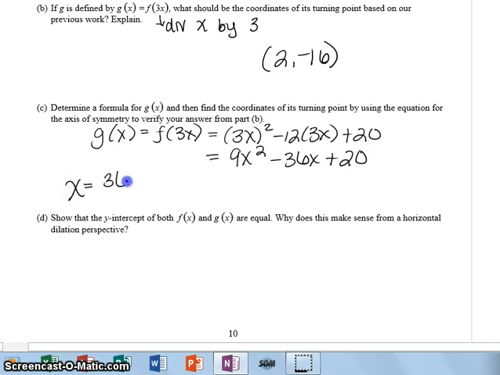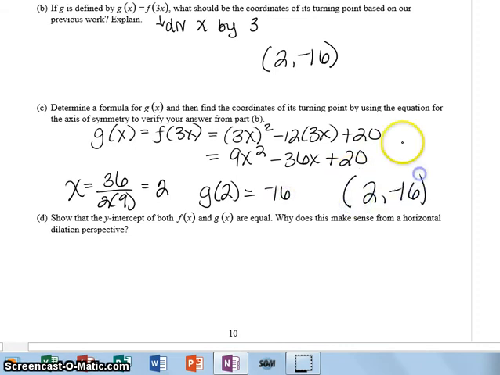So the opposite of b is 36 over 2 times 9, which is 18. You're going to get a 2. Okay, then take that 2 and plug it right back in here wherever you see an x. So 9 times 2 squared minus 36 times 2 plus 20, and you're getting negative 16. So this turning point is at (2, negative 16), which we already said we knew. So the only thing we did in part C is prove it algebraically.